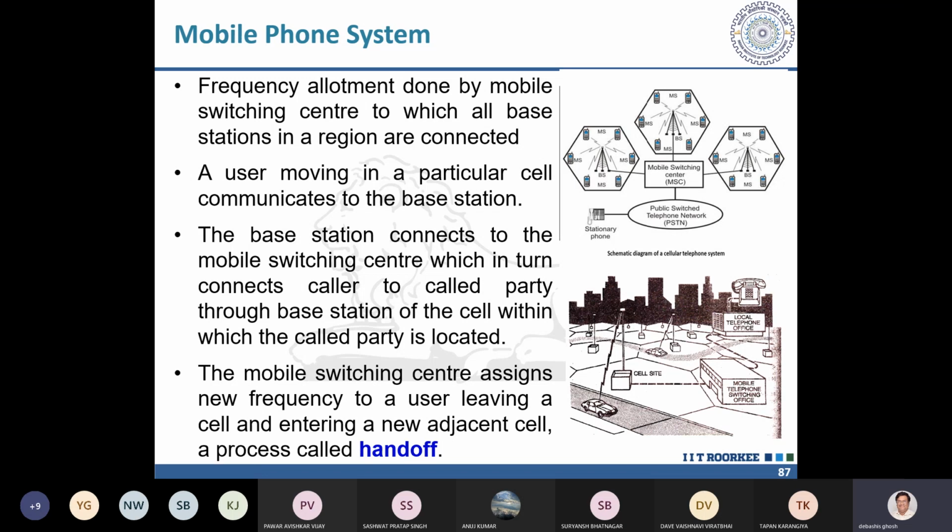Again, in earlier days there used to be a problem with handoff. Sometimes when you were moving, your call would get dropped and you would not be able to connect. But nowadays, with advanced technology and research, this call dropping has been minimized.